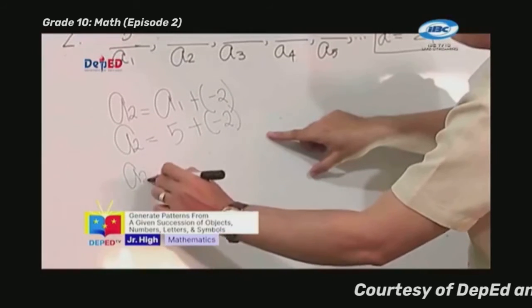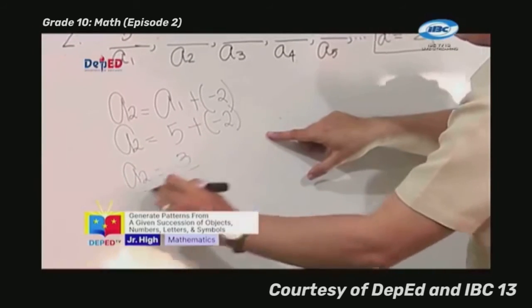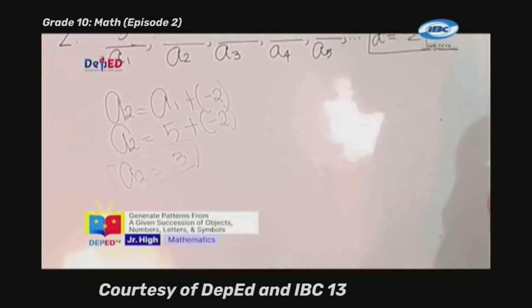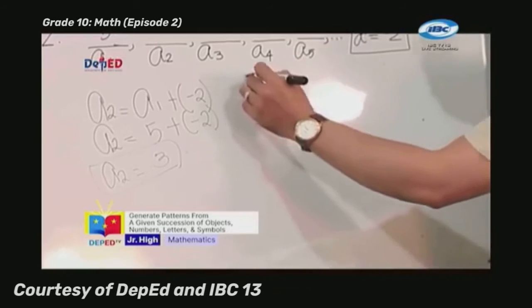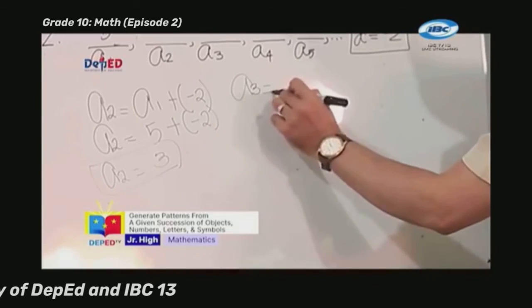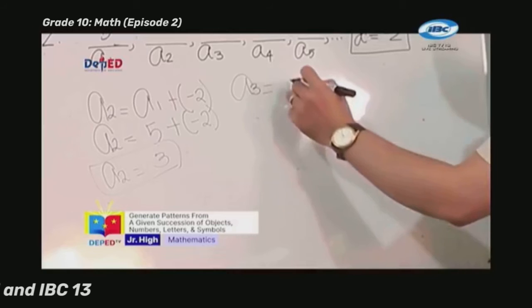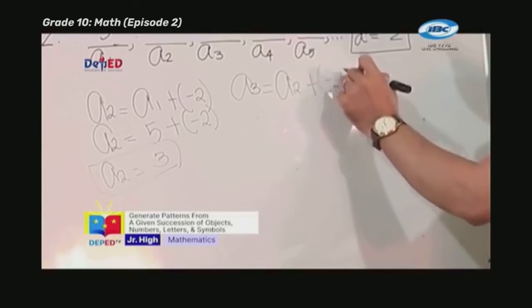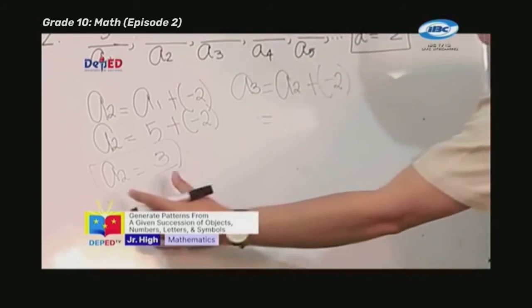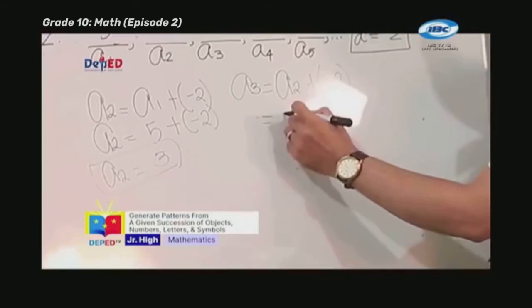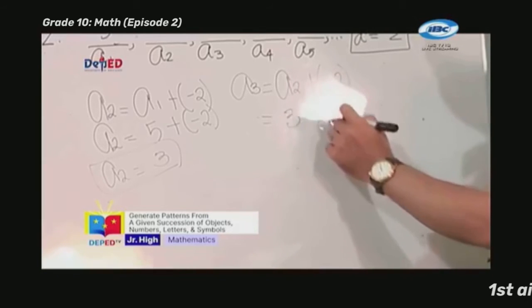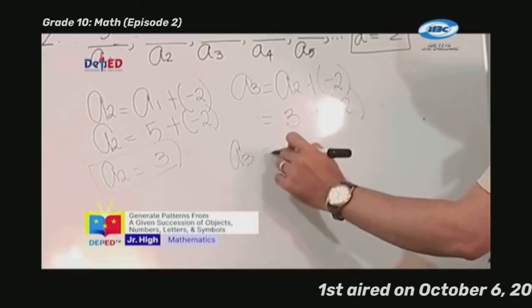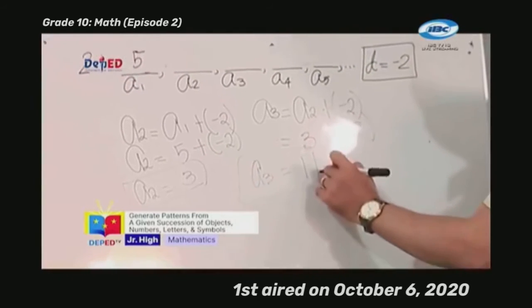Our second term is equal to +3. For the third term, that's a sub 3, is equal to a sub 2 plus the common difference of -2. Our a sub 2, which is 3, plus -2, our third term will be equal to +1.